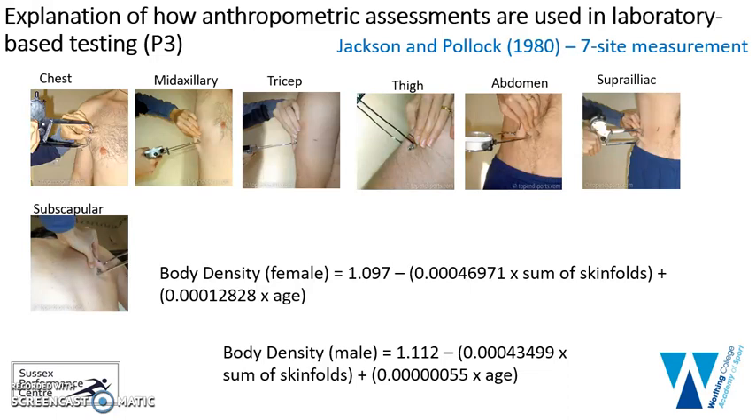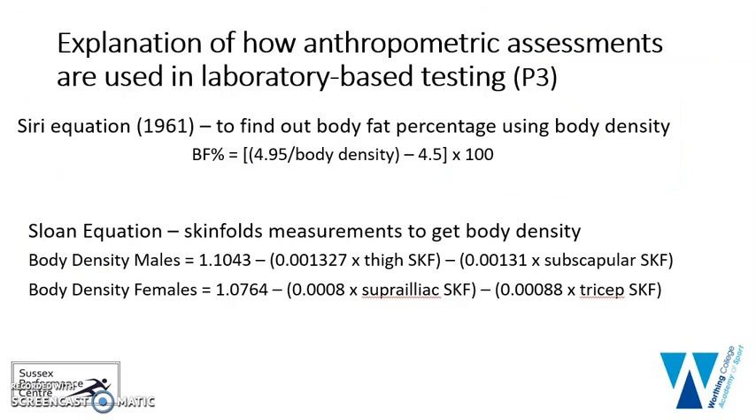Jackson and Pollock is a 7-site measurement test. Those sites are chest, mid-axillary, tricep, thigh, abdomen, suprailiac, and subscapular. Again, they do not change whether your client is a male or a female. And once again, you add the sum of the skin folds and put it in the equation. The equation, however, doesn't matter for male and female. The answer will tell you the body density.